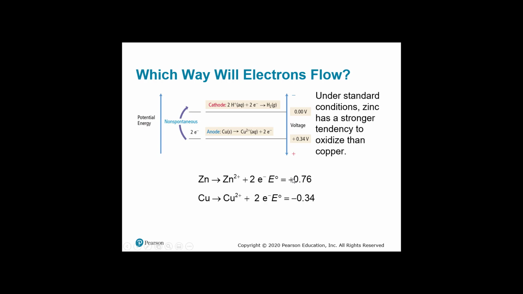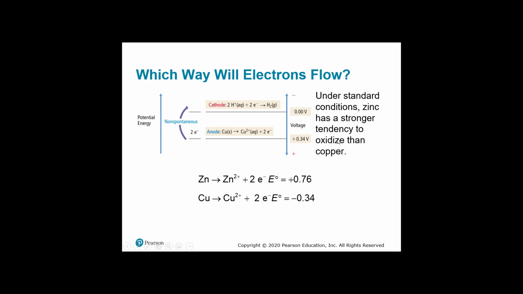Okay, so this slide is actually wrong. These values should be switched. If you look on your page 908, this is negative 0.76 and this is positive 0.34, which is what you see here. So this down here doesn't make sense matching this, and that's why this might seem confusing. But if you look in your book, these values are written out correctly with the negative value and the positive value. So in this case, zinc has a stronger tendency to oxidize.